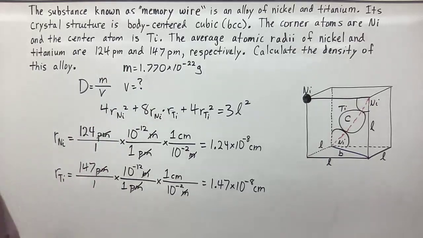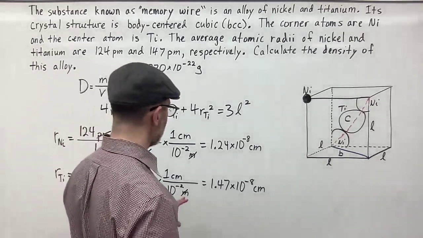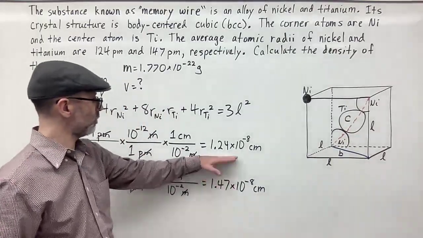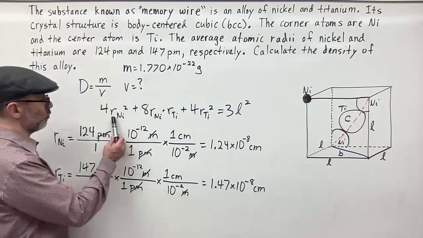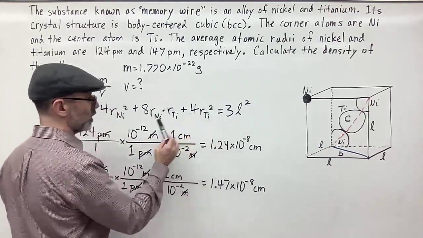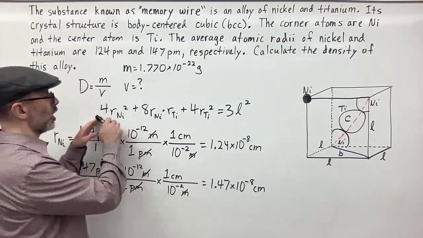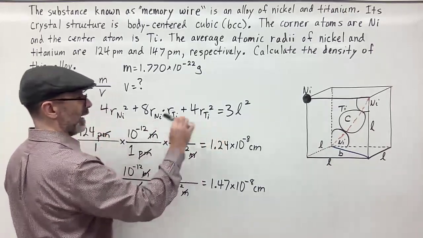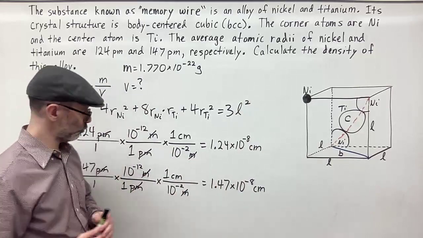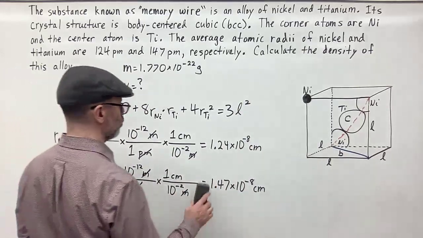Let me just double check. Yep. Okay, so now we have our radius in centimeters. We have the radius of nickel, radius of titanium. So we can plug this in and now solve for L. So that's going to be a few steps. So let's go ahead and do that.